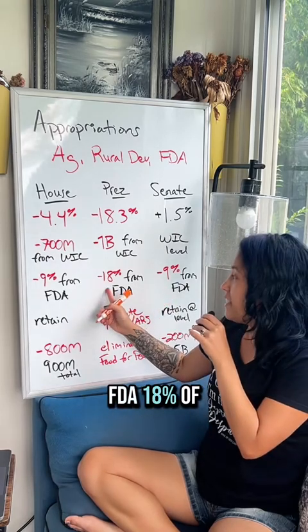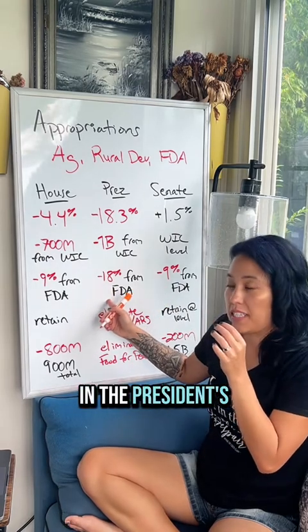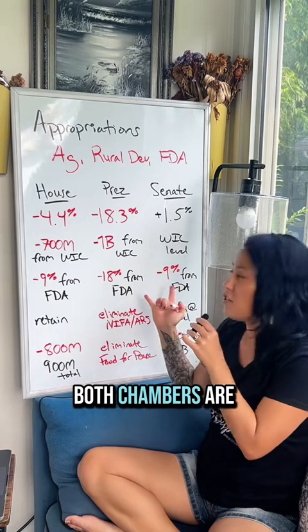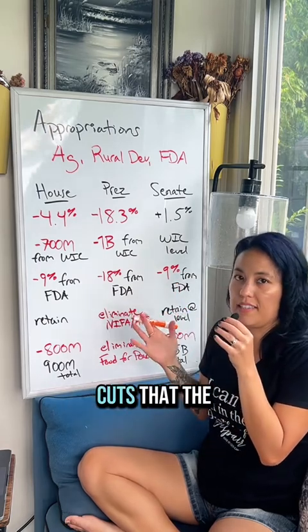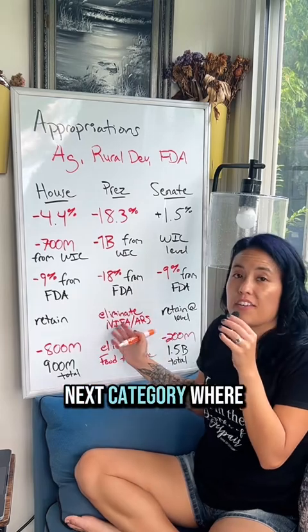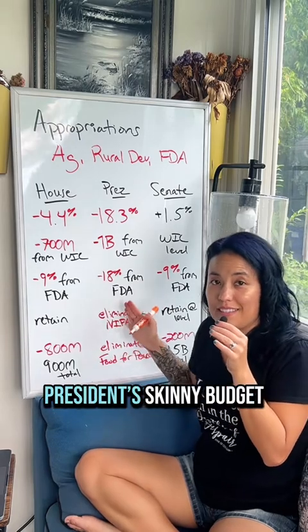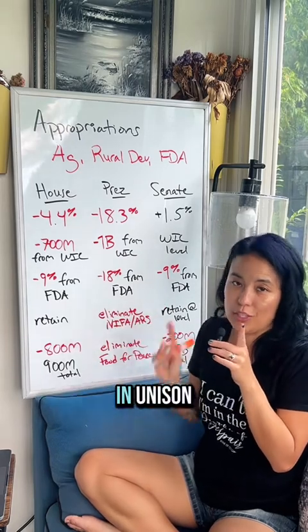FDA, 18% of the FDA's budget was cut in the president's budget request. Both chambers are looking to cut about 9%, so about half of the overall cuts that the president was looking to make. Next category where there was a major diversion between the president's skinny budget and both chambers in unison.